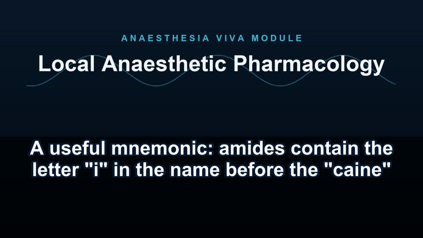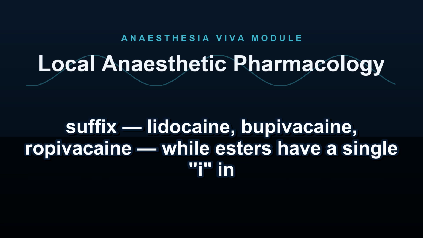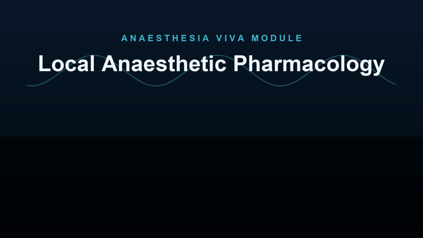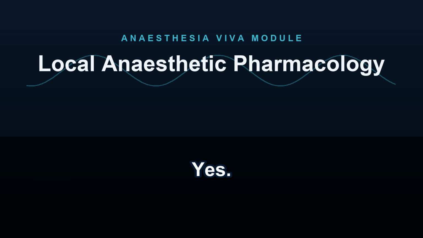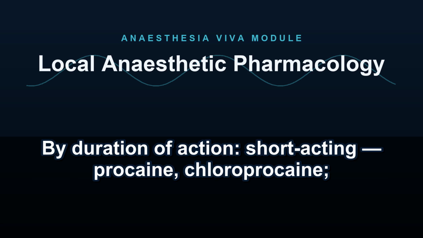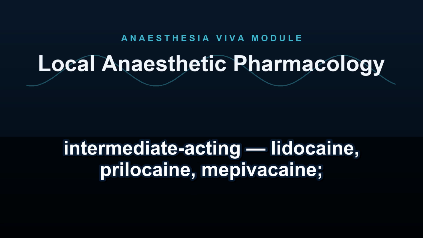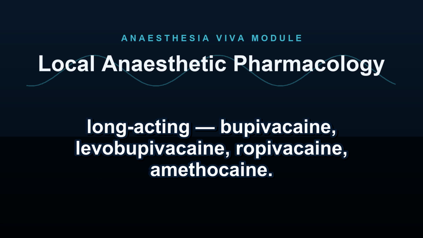A useful mnemonic: amides contain the letter I in the name before the caine suffix, lidocaine, bupivacaine, ropivacaine, while esters have a single I in the name as a whole. Are there other useful classifications? Yes. By duration of action. Short-acting: procaine, chloroprocaine. Intermediate-acting: lidocaine, prilocaine, mepivacaine. Long-acting: bupivacaine, levobupivacaine, ropivacaine, amethocaine.